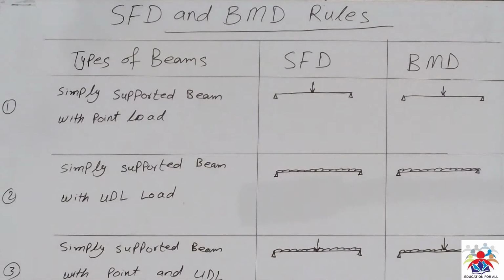In this video, I am going to explain the rules which can be used while drawing any shear force or bending moment diagram. In this example, I have included three types of beam with different loading. The first is a simply supported beam with point load. The other one is a simply supported beam with UDL, uniformly distributed load. The third is a simply supported beam with point load and UDL.